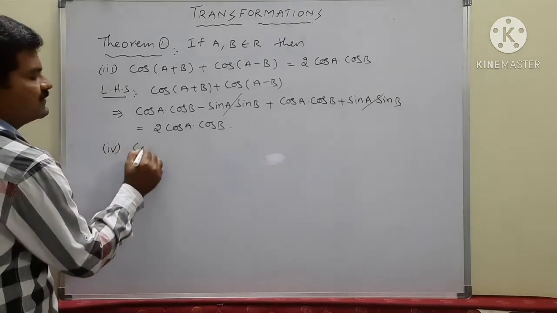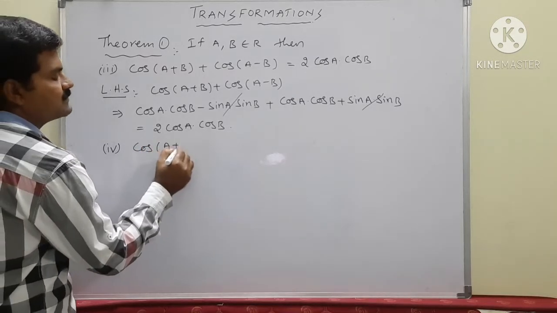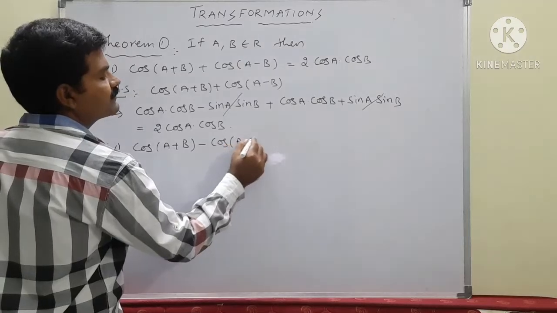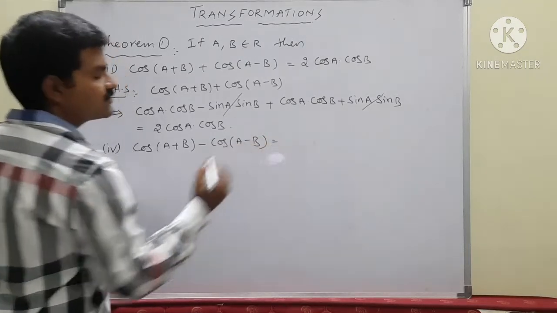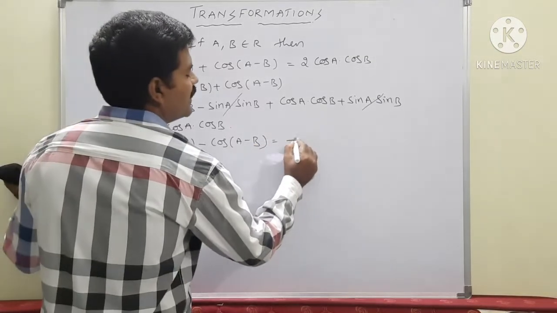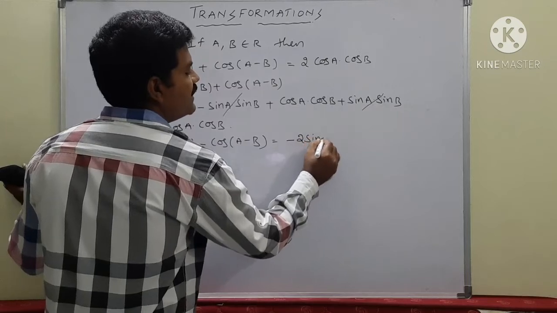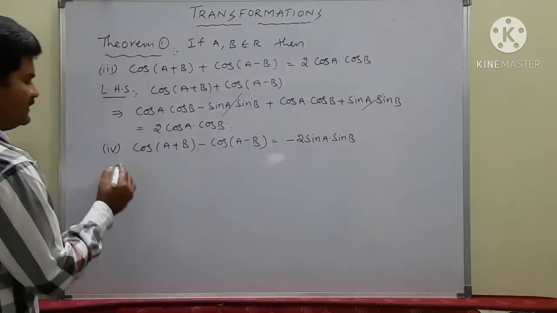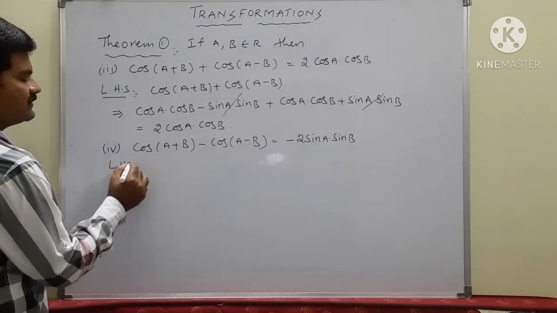In the same manner, we can also prove that cos of a plus b minus cos of a minus b is equal to, you know what it is? Guess if you can. Cos of a plus b minus cos of a minus b, which is minus 2 sin a into sin b. So same as above.